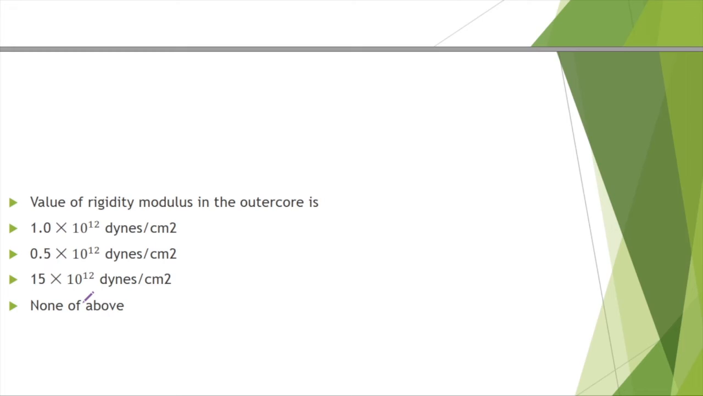Now moving to the next question. So value of rigidity modulus in the outer core is. So we have to know what is the rigidity first. Rigidity is basically a property of a body by virtue of which it maintains its shape. Now we know that outer core is a liquid, right? And liquid has no shape. So it keeps changing its shape according to the container, according to the location. So the right answer for this is none of the above, because the rigidity modulus of the outer core is 0. So the right answer is none of the above.